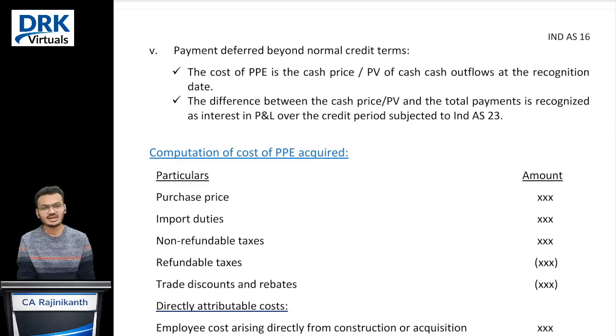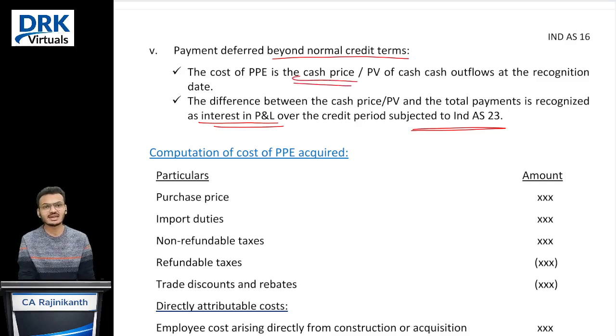If we acquire any PPE beyond normal credit terms, what does that mean, sir? Abnormal credit period. So whatever consideration we are going to pay to the vendor includes interest cost, right? So the standard is saying that interest cost should be charged to profit and loss account as an expense and should not be capitalized unless it is allowed by Ind AS 23 borrowing cost. And in that case, our property, plant and equipment shall be initially recognized at cash price.